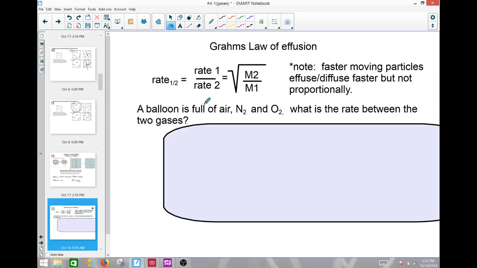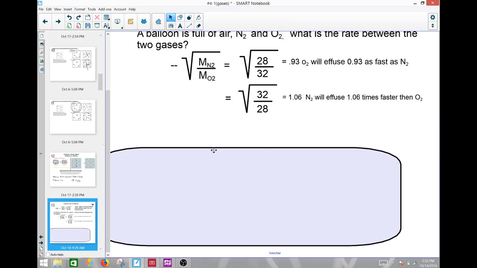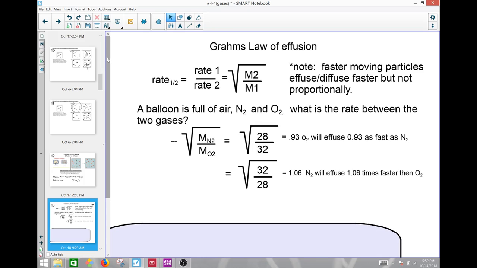Here's an example of the formula that we use to do some math on Graham's law. I'm just going to pull this thing away here so you can see it. So, what do we want to know about Graham's law of effusion? It works for effusion and diffusion as far as I know. So this is rate 1 over rate 2 equals the square root of molar mass of 2 over molar mass of 1.